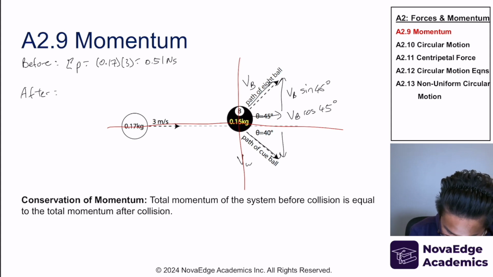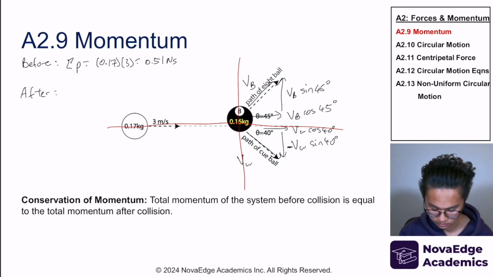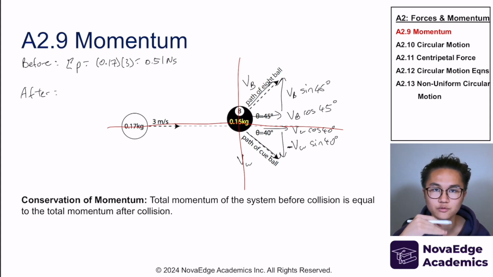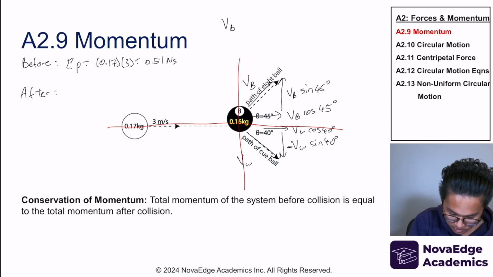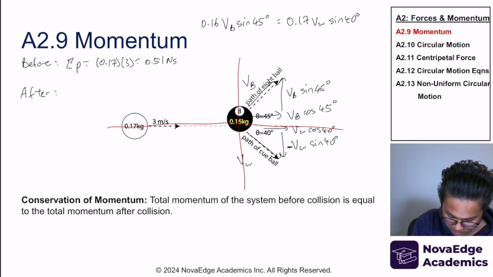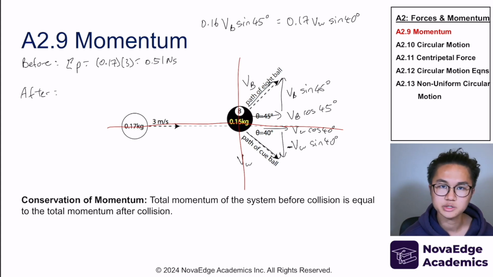Let's do the same thing for the white ball. V white sine 40 degrees, V white cosine 40 degrees. Now here's a negative on this sine value because it is going downwards. As I said, the momentum in the vertical axis has to add up to 0, which means V black sine 45 degrees times its mass, which is 0.16, has to equal 0.17 V white sine 40 degrees. Okay, keep this in mind because we're going to use this relationship.